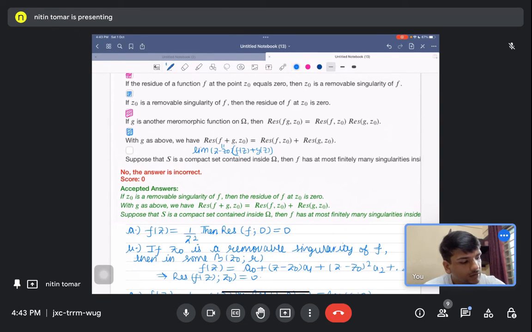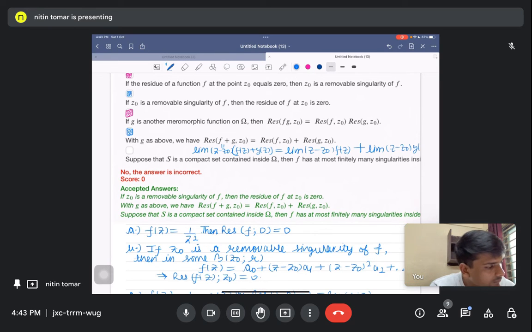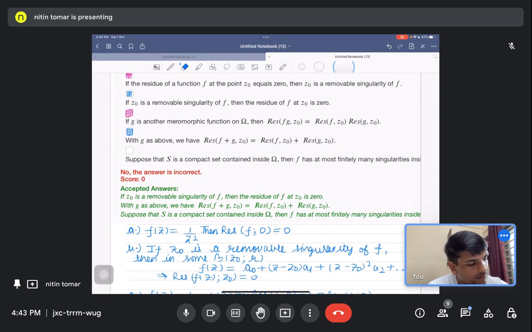Yes or no? Yes, sir. This limit you can split, right? This will be limit of f(z) plus limit of (z minus z naught) g(z), correct? Yes, sir. And this is the residue at g and this is the residue at. So this option is correct.